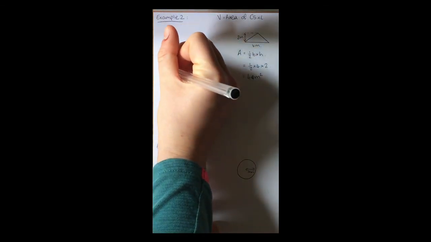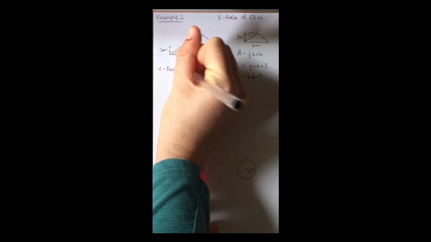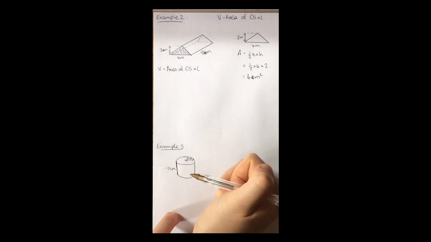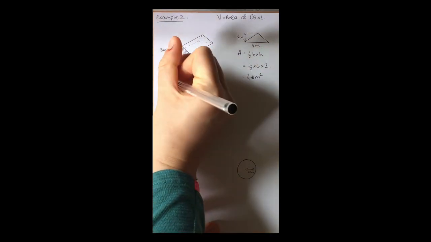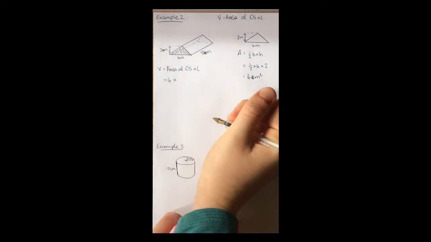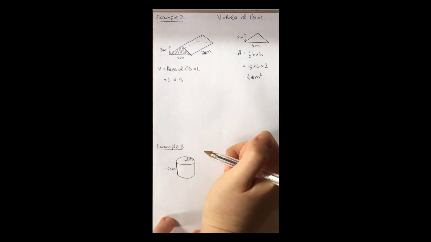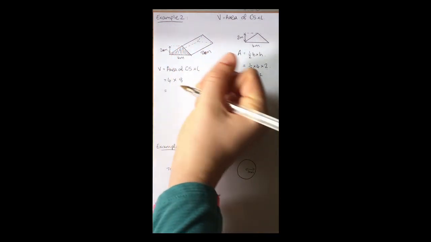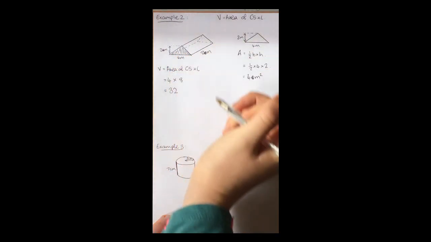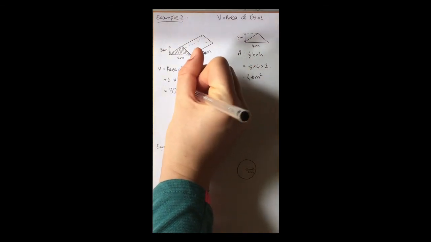Right, so the volume of this prism is the area of cross section multiplied by the length. The area of the cross section we've just seen is 4, and we're going to multiply that by our length, which is 8. So that face is projected back by 8 meters, which is going to give you 32. Now we're dealing with meters again, and it is a volume, so that's meters cubed.